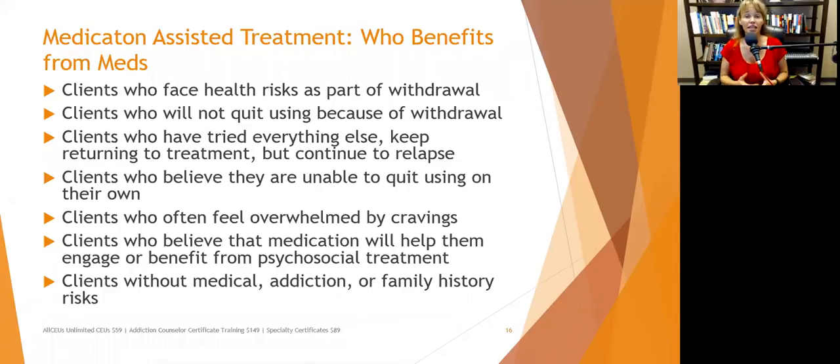So if they start taking some psychotropic medications to deal with their mental health issue, that may help them benefit more from psychosocial treatment. And clients without medical, addiction, or family history risks associated with medication may benefit. So basically, this is a laundry list of pretty much every client can benefit if there's a way that the medication can help them. Even if they start on a mental health medication, it doesn't mean they have to take it forever. It can be one where they take it for 6 months or a year while they're getting clean, helping their body get healthier, and developing the new skills and tools they need to deal with life on life's terms.